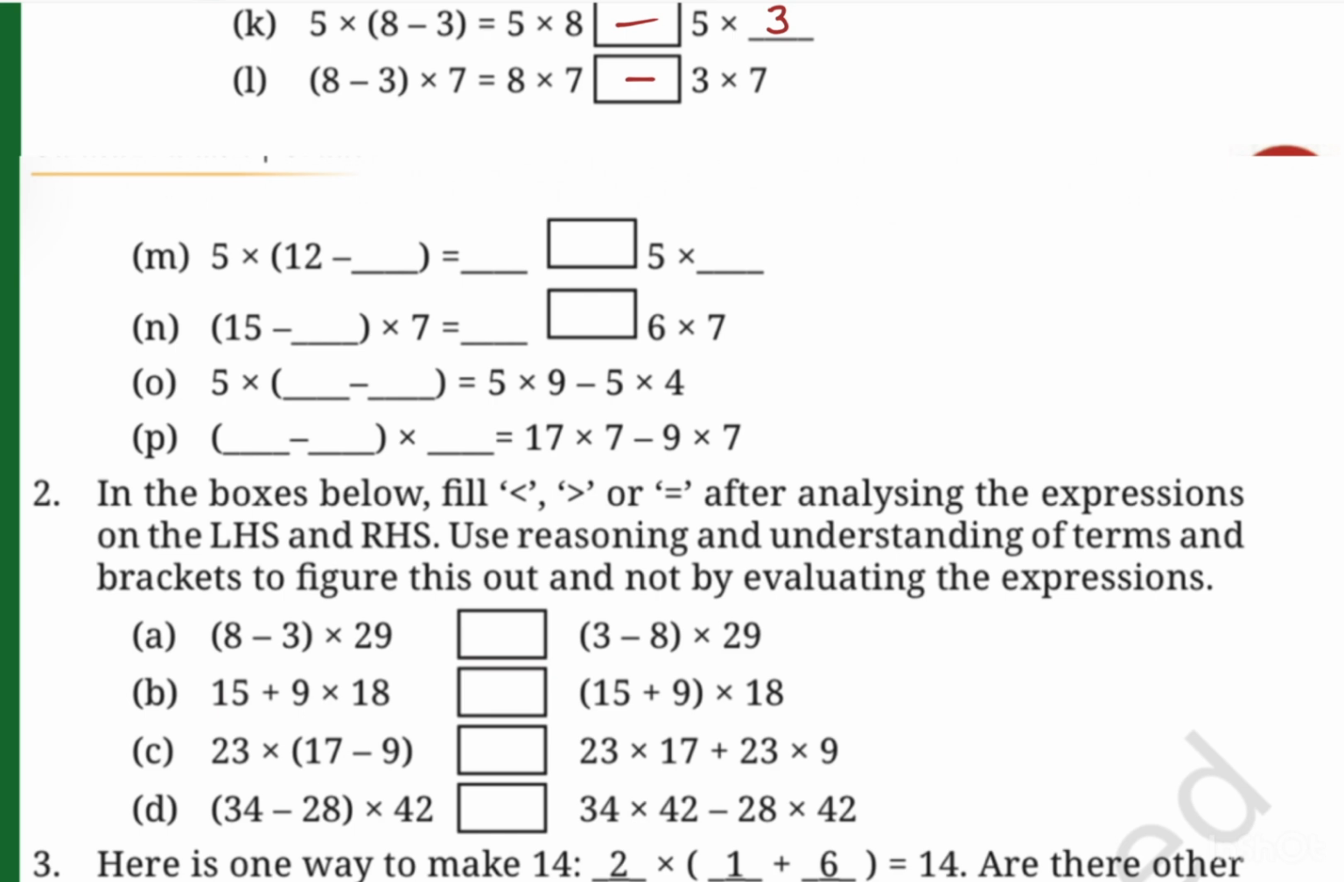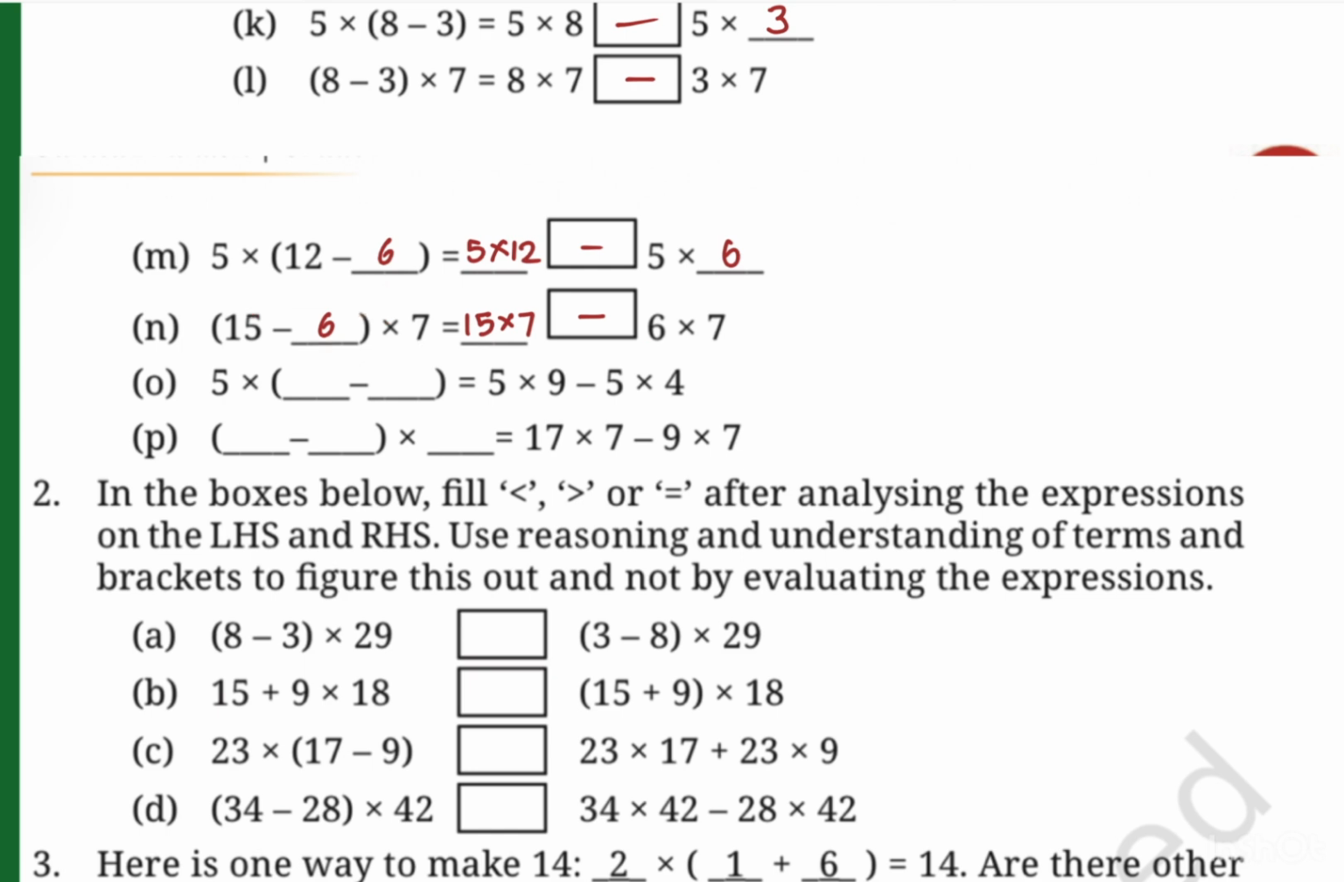The next question, 5 multiplied by 12 minus dash. We don't know the number, so we can write any number, 6. Then we can write 5 times 12 minus 5 times 6. 15 minus dash multiplied by 7 is equal to, here we can see that 7 is the multiplication number. The first number will be 15, and the second number we have 6 into 7. So 6 is the term missing here and the sign is minus.